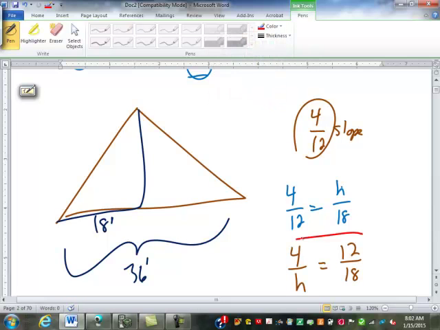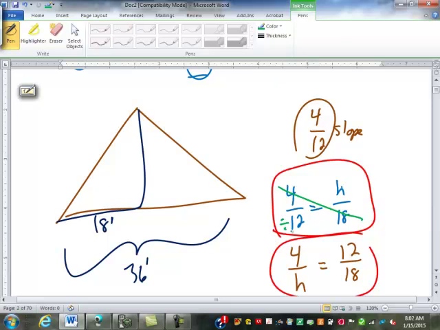Now this looks like a very different proportion than this, but when we look at it close, you're going to see it's the same thing. We're going to do 4 times 18 and divide by 12. So it's not like there's just one single way to set up these proportions.